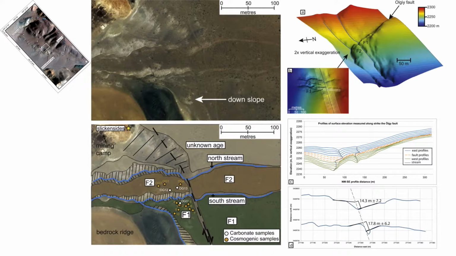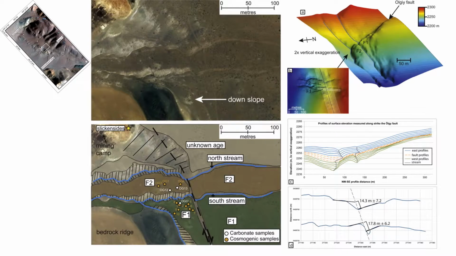The stream is offset where this fault is. So what we did is we used a GPS survey, so we measured the topography of the land. We mapped out where the streams were. We measured the distance that stream was offset. Okay, that tells us how much deformation has happened.